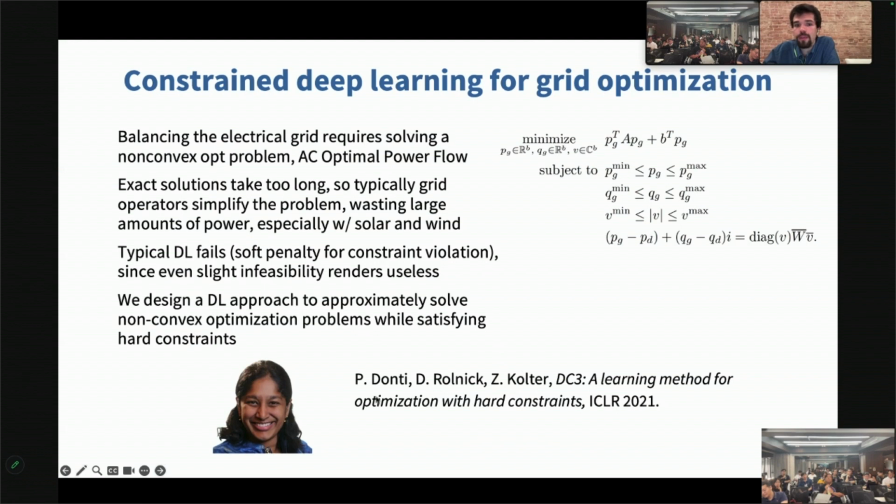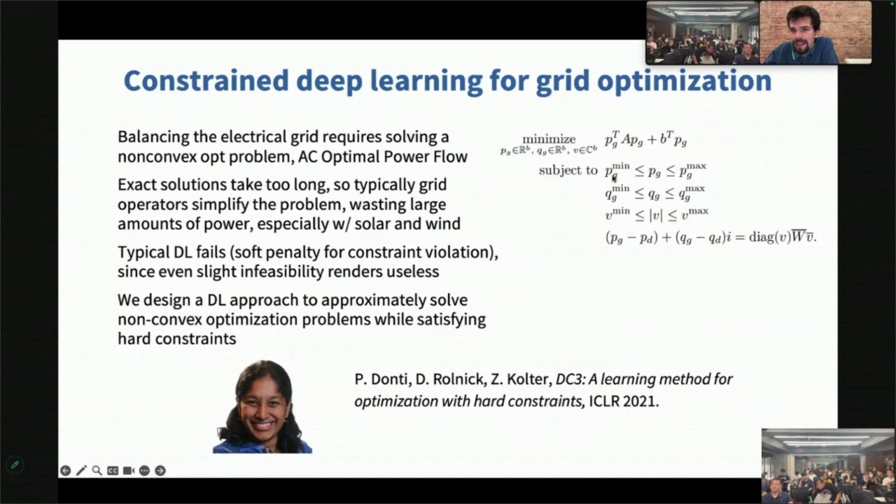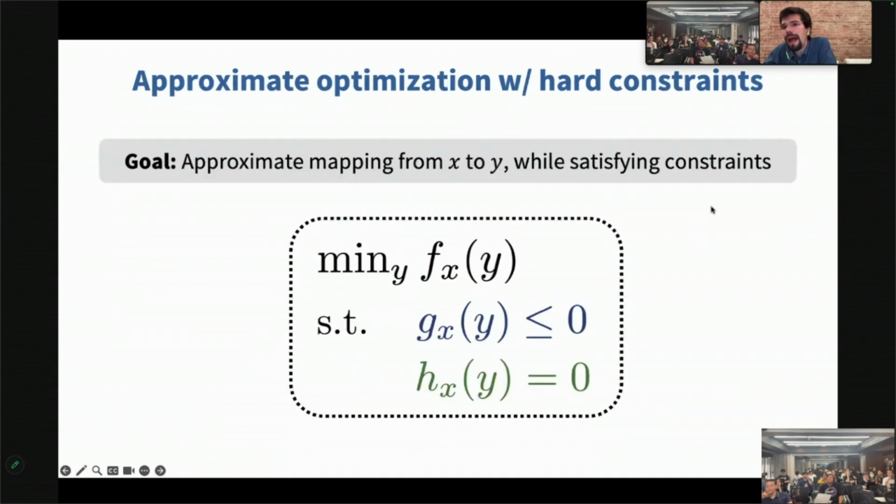And this is work jointly led with Priya Donti. So the goal here, the problem that we're solving, is to get an approximate mapping from X to Y, where X is a set of parameters parameterizing a family of optimization problems. So in this case, X is like these various different constants here, which is like how much power is available, how much power is needed, the particular way in which the power grid is set up. It parameterizes all of those things. And you're trying to minimize some objective function subject to some inequalities and some equality constraints. You give an X, you output the optimal value Y.